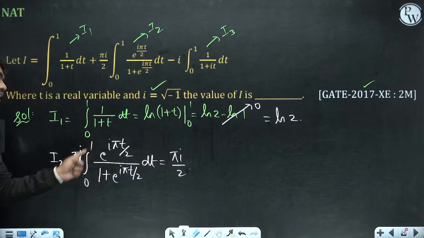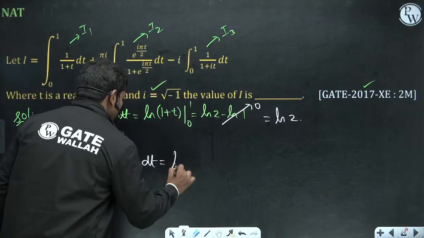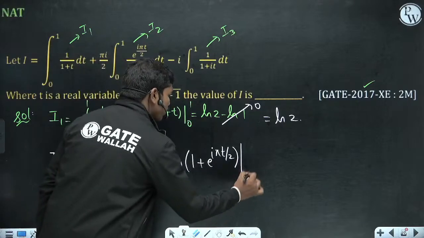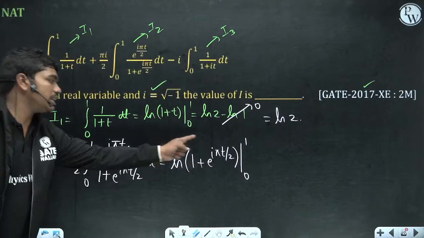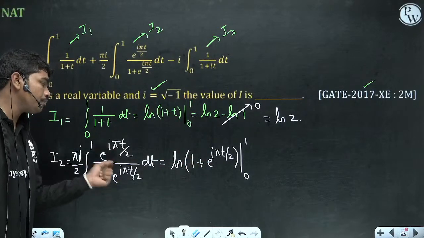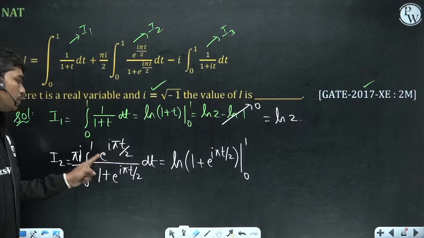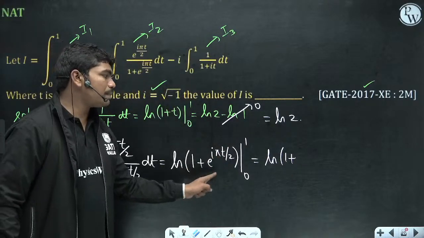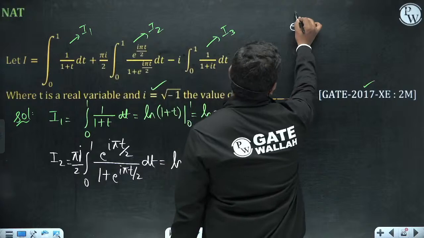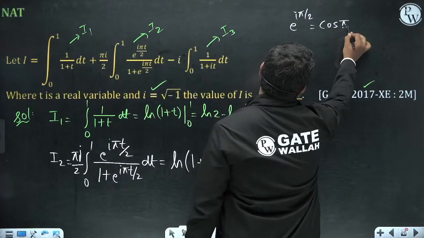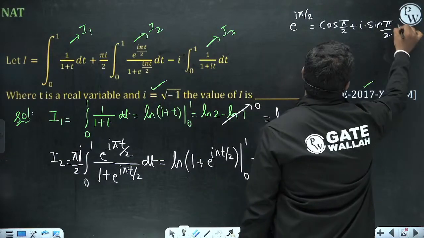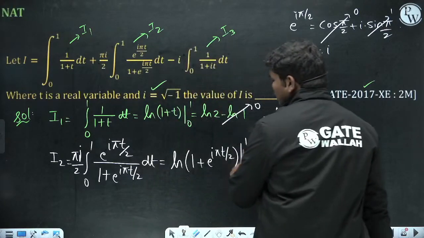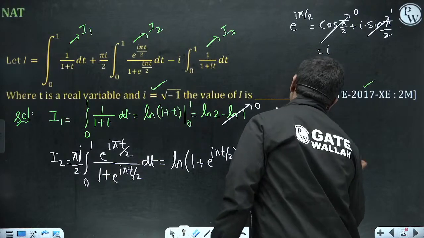So basically this complete thing can be written as the logarithm of 1 plus e power i pi t by 2, within the limits 0 to 1. So t changes from 0 to 1 here, correct? Because if you differentiate this, the log differentiation is 1 by this function into the inner differentiation, which is e power i pi t by 2 into pi i by 2. So if you put t equal to 1 here, you get log of 1 plus e power i pi by 2. What is the value of e power i pi by 2? It is cos pi by 2 plus i times sin pi by 2. Cos pi by 2 is 0 and sin pi by 2 is 1, so the value is i. So log of 1 plus i, minus, when you put t equal to 0, e power i0 is 1. So this is minus log 2. So I2 is ln of 1 plus i minus ln 2.